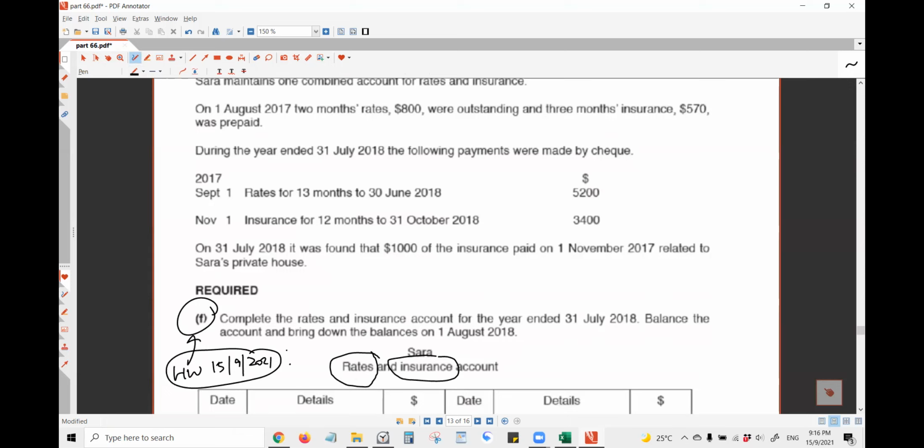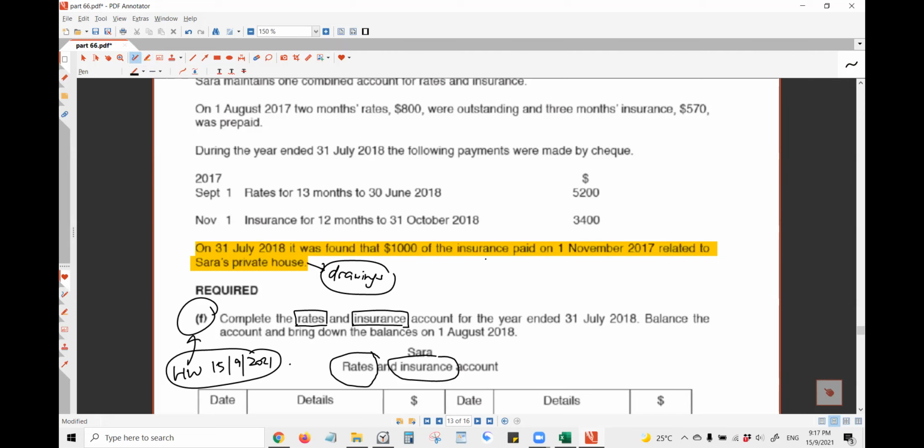This question, they also combine two expenses into one. Coincidentally, they included the same expenses, rates and insurance. This question is one step more challenging because of drawings. This is a line about drawings. But you try, and I will discuss. This is how this question is different from the one you saw just now. There's one extra thing, drawings.